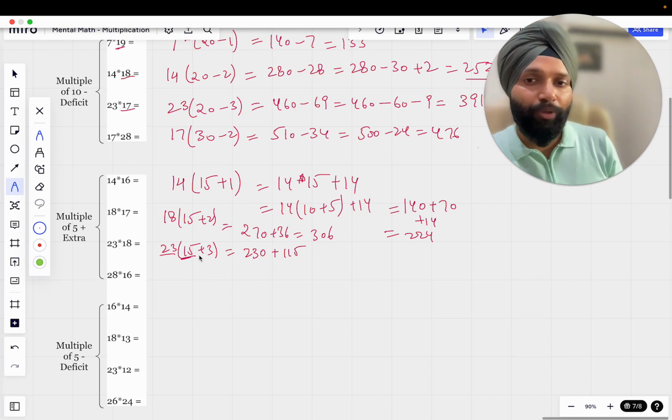You may want to solve it in a different way, in terms of 23 into 20 minus 2. That's easier. But this is just another way.